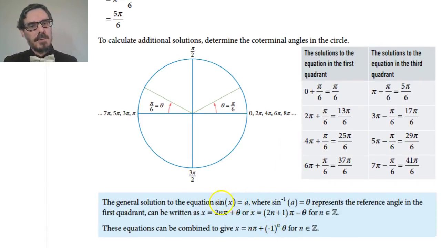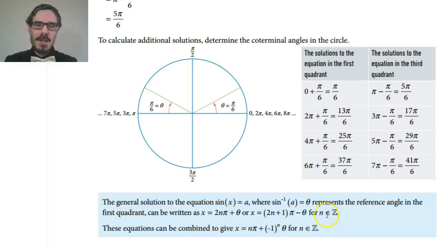So the general solution for a sine graph, for example, is going to give you your first quadrant angle, plus any number of 2 pi's. 2n pi means an even number of pi's plus my reference angle. But it could also be an odd number of pi's, 2n plus 1 pi, minus my reference angle. For any number of multiples, integer multiples, n.